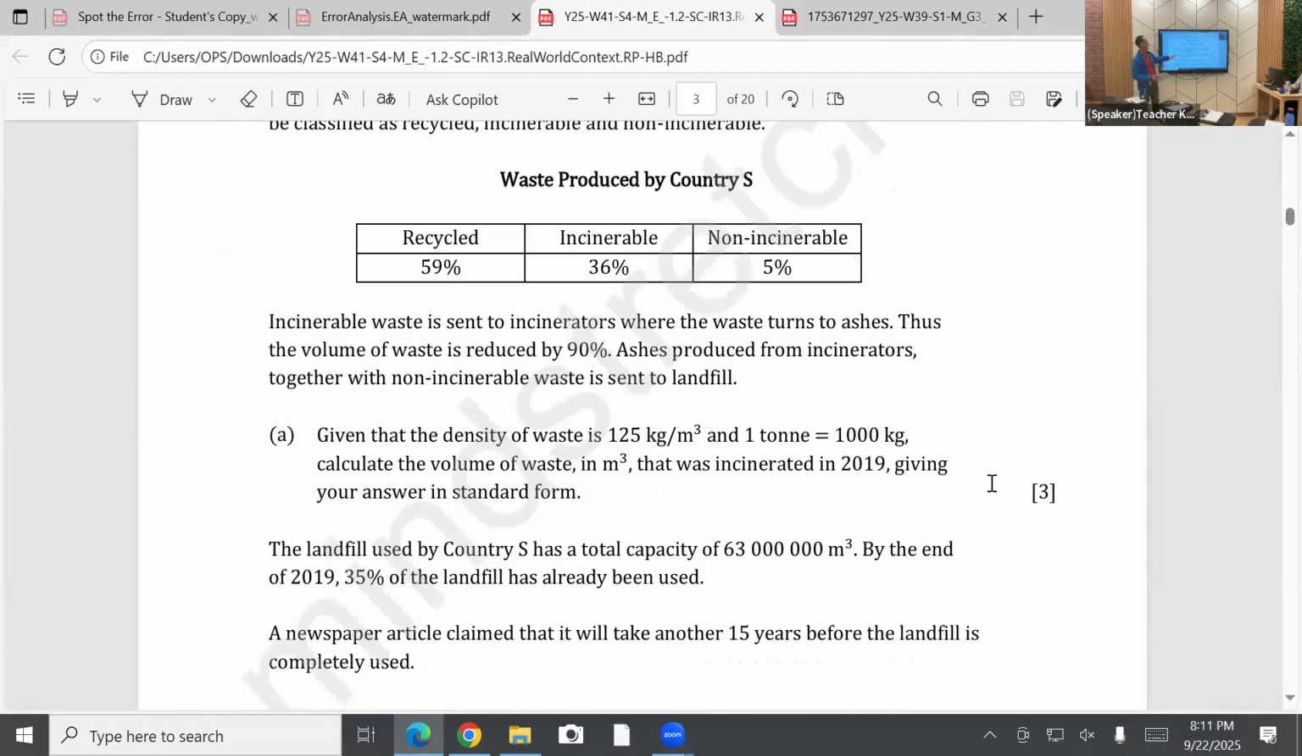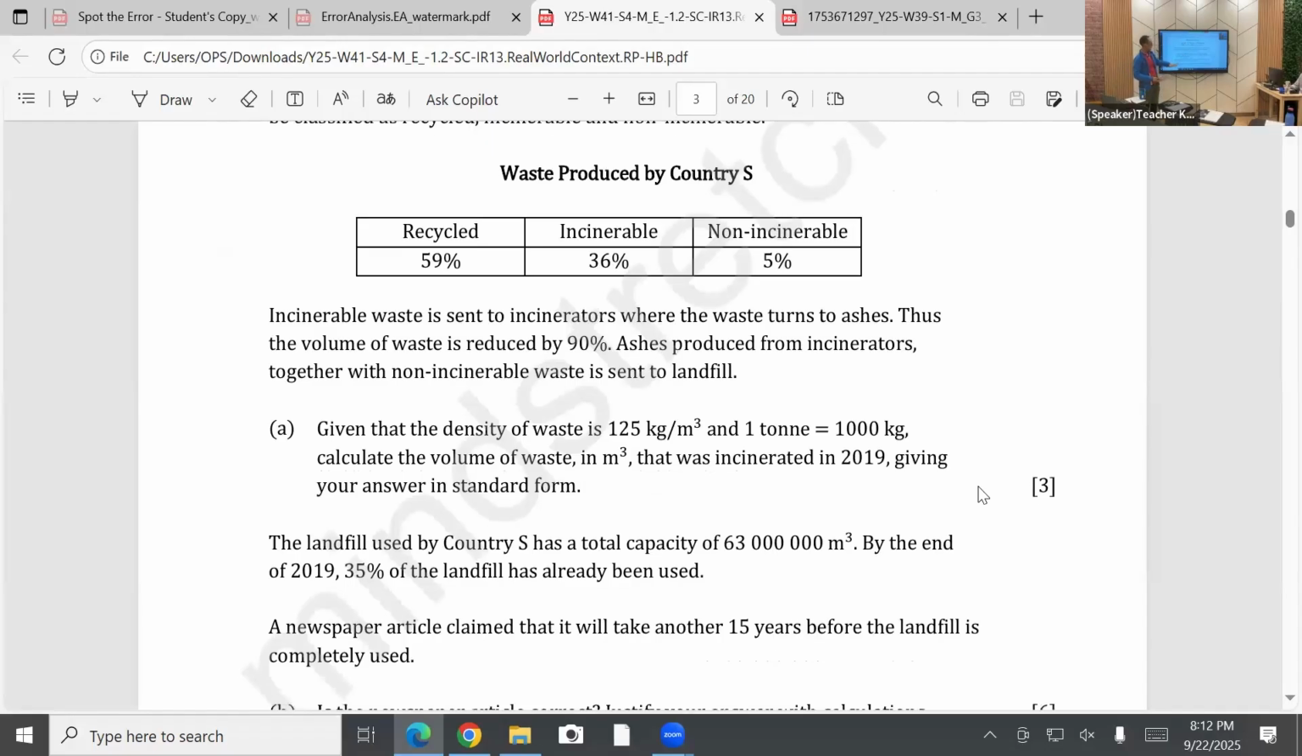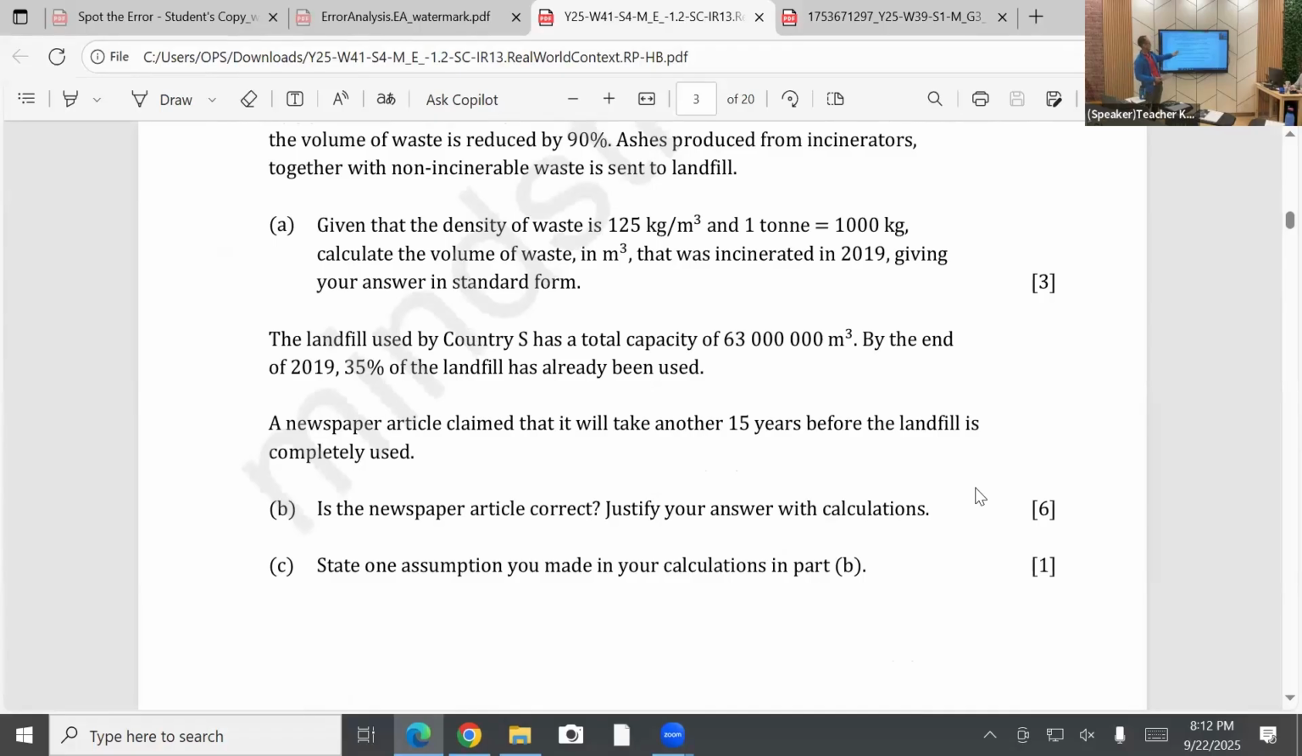So the first part is about recycling and also some waste that can be incinerable and non-incinerable. Then we are to calculate the density of the waste and so on and so forth, right? Next, they mention having this amount of space that can be used for landfill. But at the end of 2019, there's already 35% that has been filled up. So this newspaper article claimed that it's going to take another 15 years before the landfill is completely used.